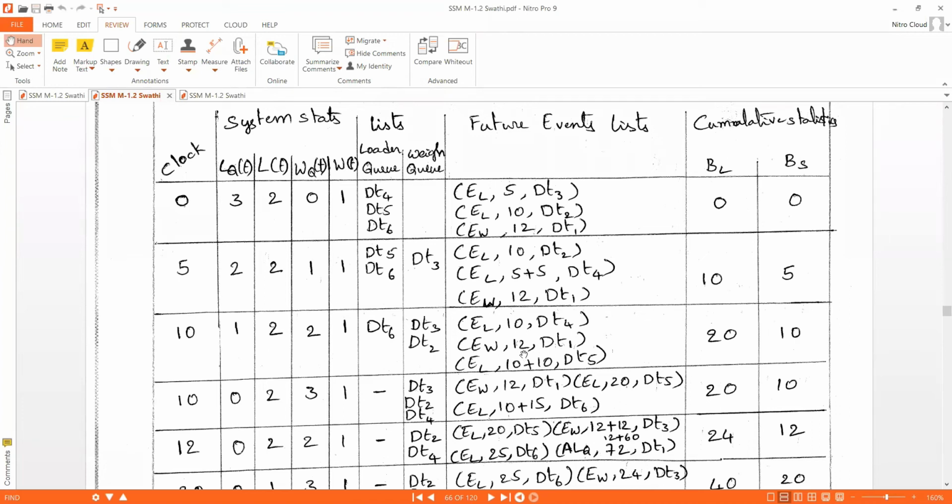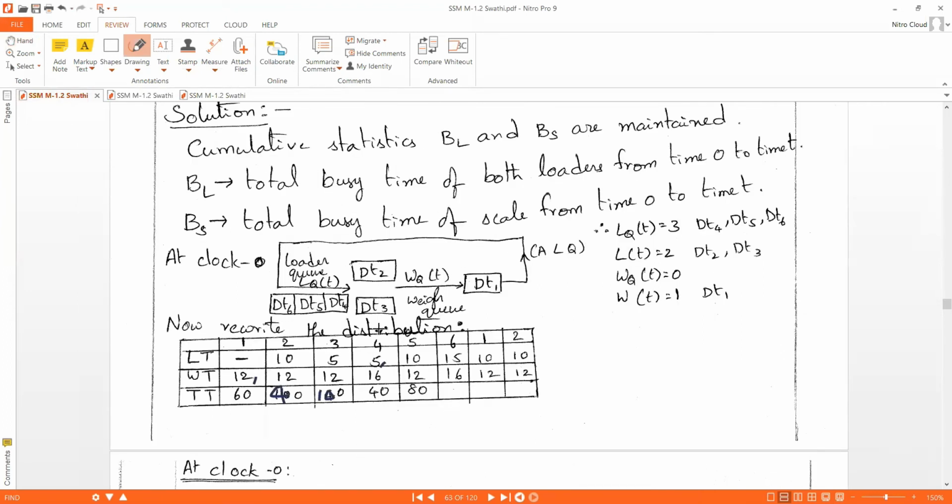Okay, and one more event which is added here is the ending loading event for DT5, because DT5 is shifted from the loading queue to the loader. Now we need to identify when this DT5's loading will end. That we'll see from this table. DT5's loading will be completed at simulation clock time 10. Okay, at simulation clock time 10, DT5 will complete its loading. That will update in the table.